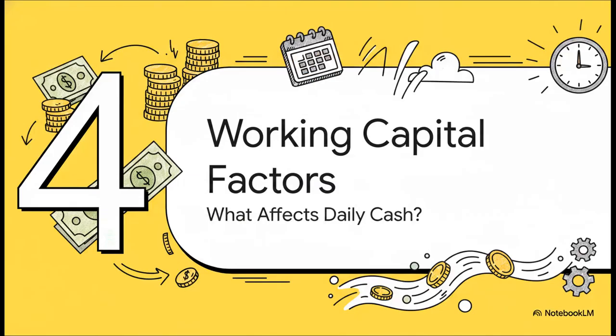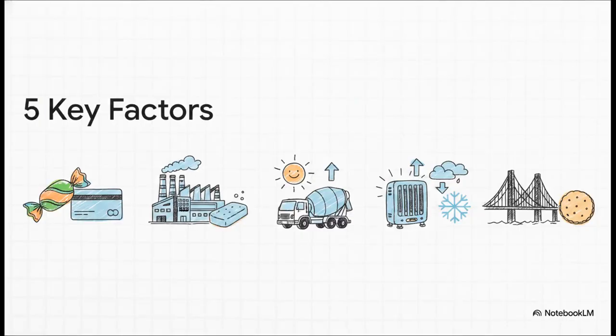Moving on to Section 4, Factors Affecting Working Capital. Just like with fixed capital, the amount of daily cash a business needs isn't just a random guess. There are rules. Let's walk through the 5 key factors dictating this. Number 1, the nature of business. A local cash and carry sweet shop needs less working capital compared to a credit-heavy business. Number 2, the scale of operations. A massive FMCG giant like HUL clearly needs way more daily cash than your local soap maker.